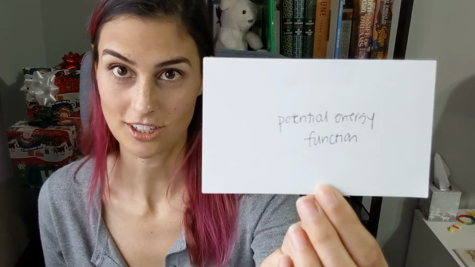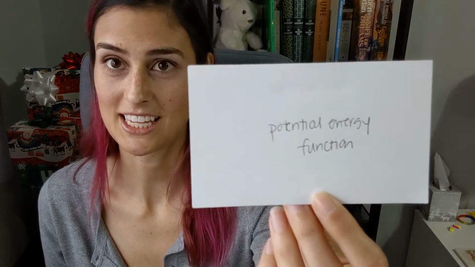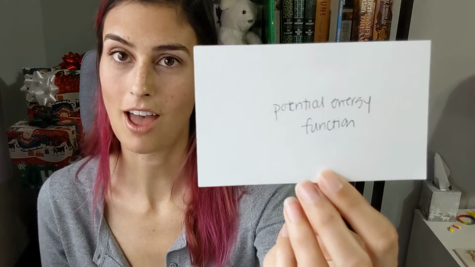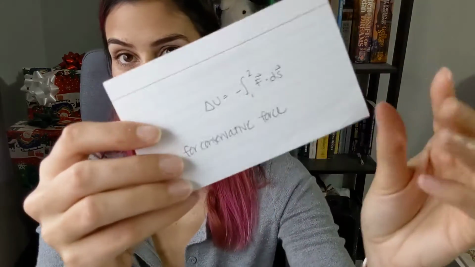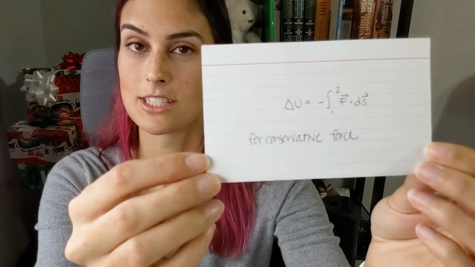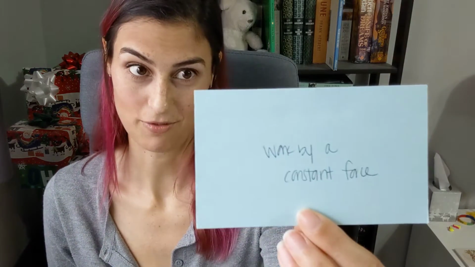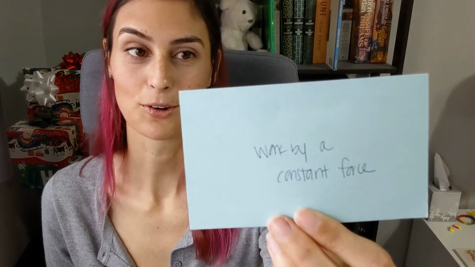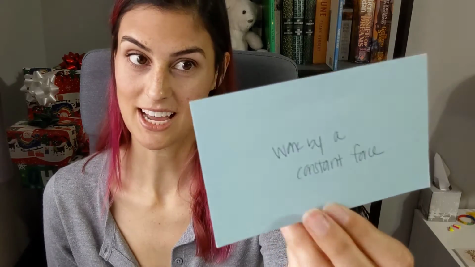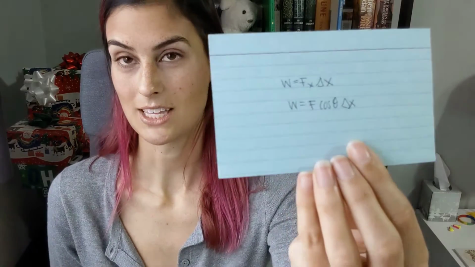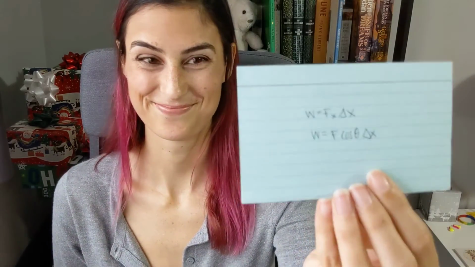Potential energy function. This is delta U equals the negative integral from 1 to 2 of F dot ds for a conservative force, where F is the force and ds is the displacement. Work by a constant force. This is equal to Fx times delta x, or F cosine theta delta x. So it's the force in the direction of the motion.